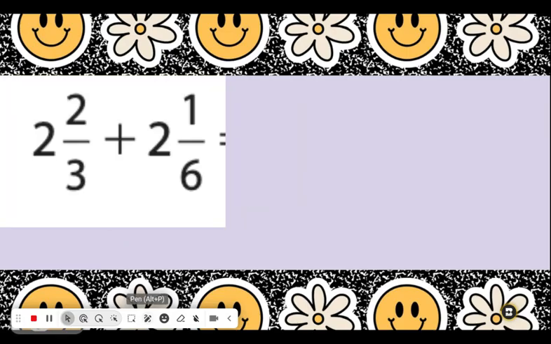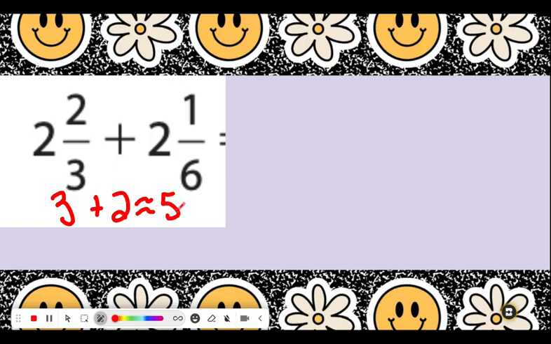Okay, so when I see a problem, I like to estimate it first. So think of our benchmark. So 2/3 is closer to another whole, right? So we have 2 and then another whole. So this is going to be about 3. And then we have 1/6, which is just close to 2. So our answer should be about 5.